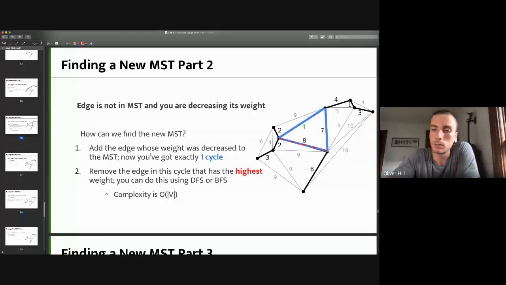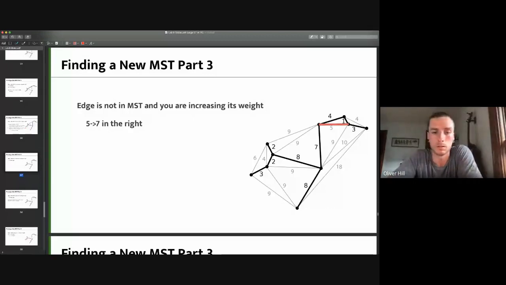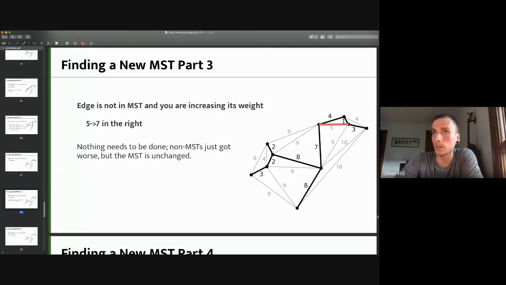Edge is not in the MST, and we're increasing the weight. Do we need to do anything? Nope. Yeah, this really doesn't affect anything, right? The MST isn't getting better. It's staying the same. Something that's not in the MST is getting worse, but it doesn't matter. Okay. All right. We're good.